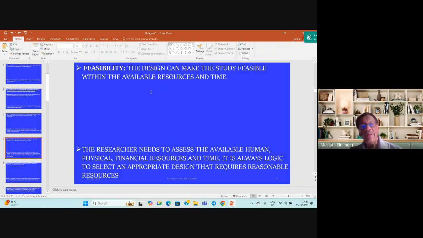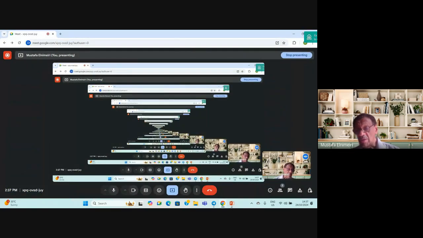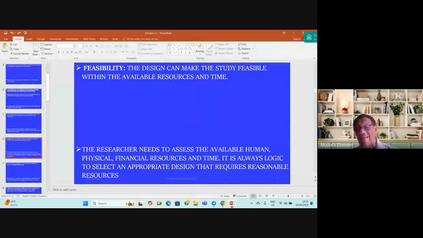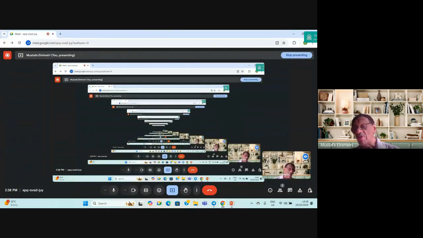The other criterion is that the design should be feasible within the available resources and within the available time. The researcher needs to assess the available human, physical, financial, or laboratory resources that are needed for the conduct of the research, as well as the time allotted for the research. So it is always logical to select an appropriate design that requires reasonable resources that can be secured for the conduct of the study.